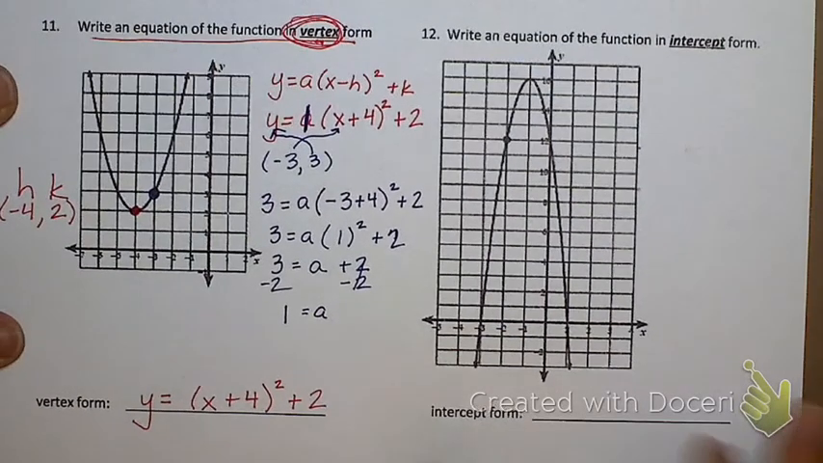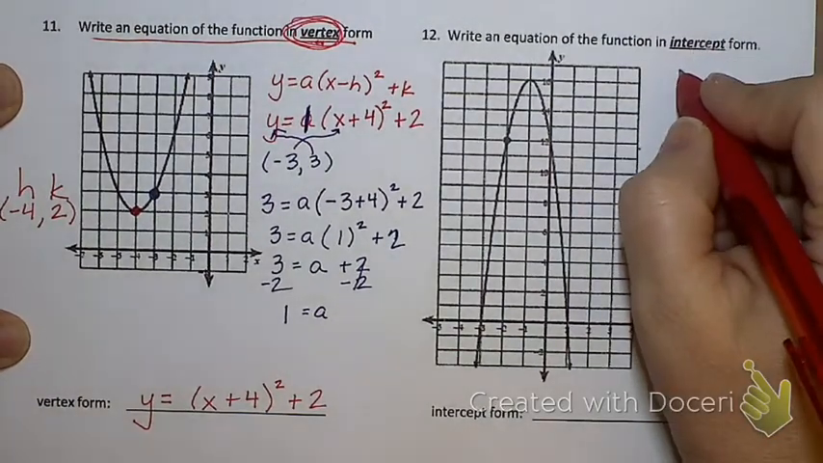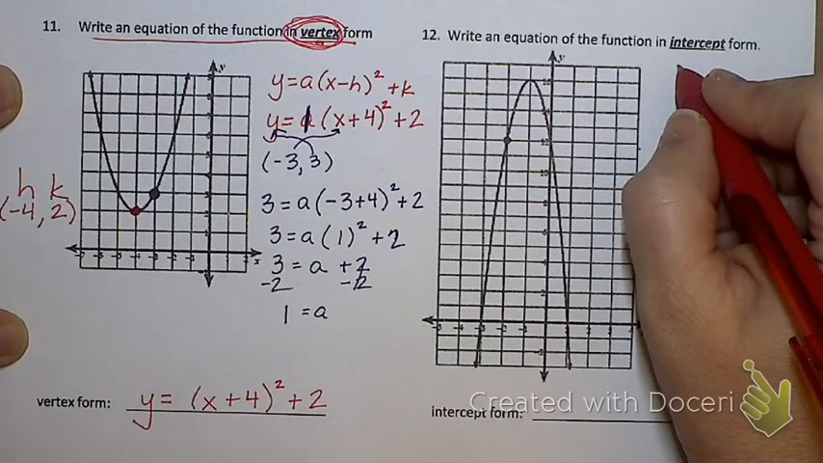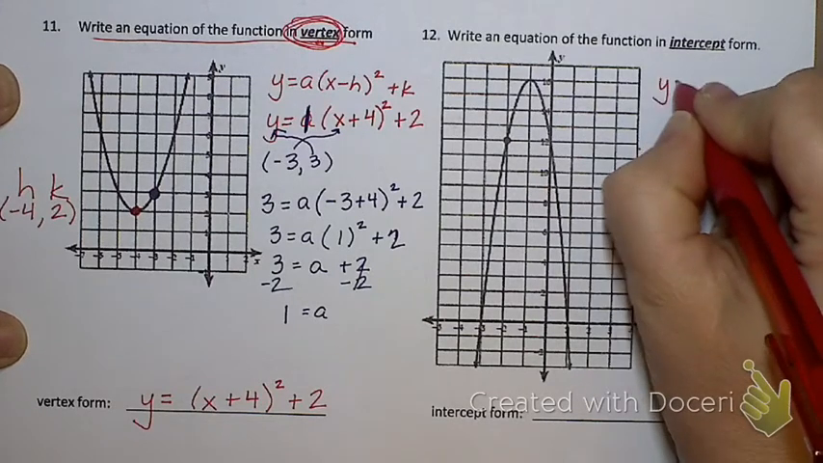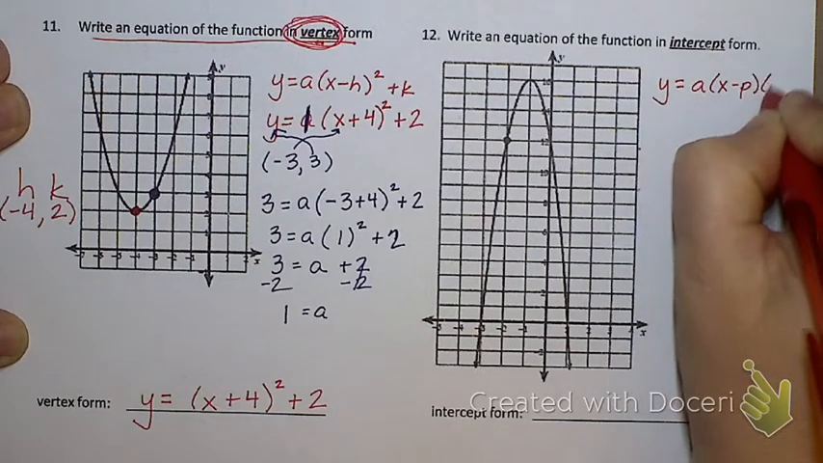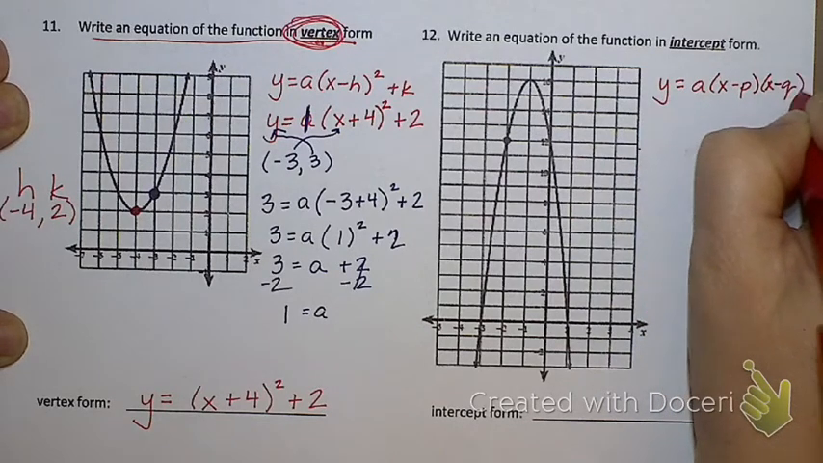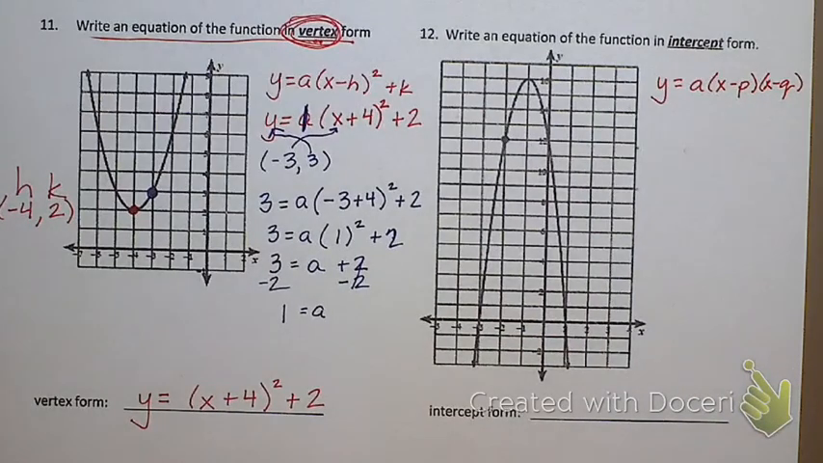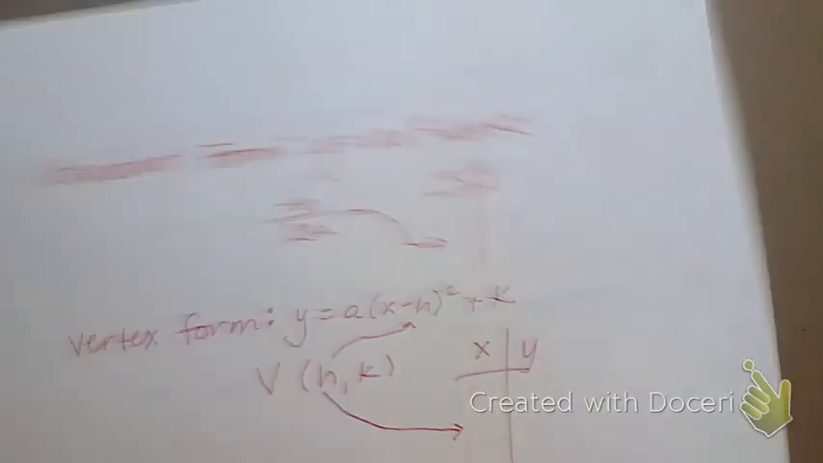That's a good choice of words. Okay, let's see. Intercept form. That would be my y equals a times x minus p times x minus q. Now, don't say this is difficult when you're able to have a 3x5 card that has all those forms on it. I would suggest writing all of this on there.